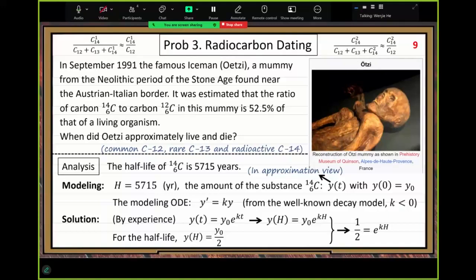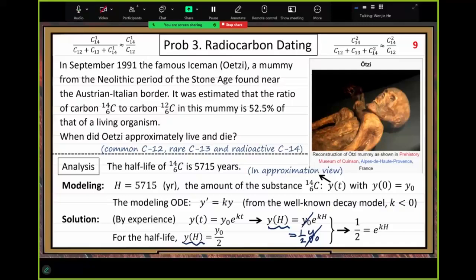I'm a little confused on how the y0 cancels out. Look at here: y of capital H equals 1/2 y0. Oh, I see now. Yes, just do that cancellation. After that, next we need to use this information, the 52.5%. We haven't used it.